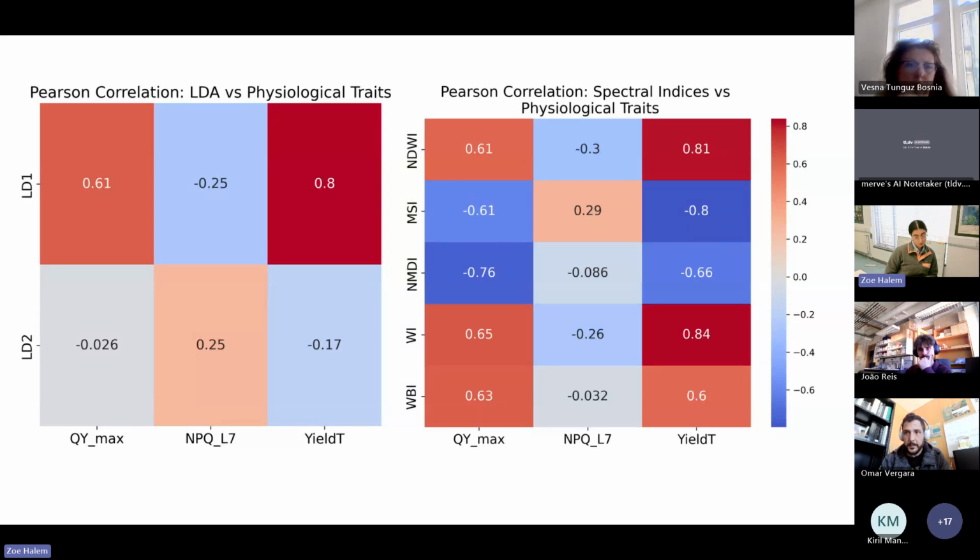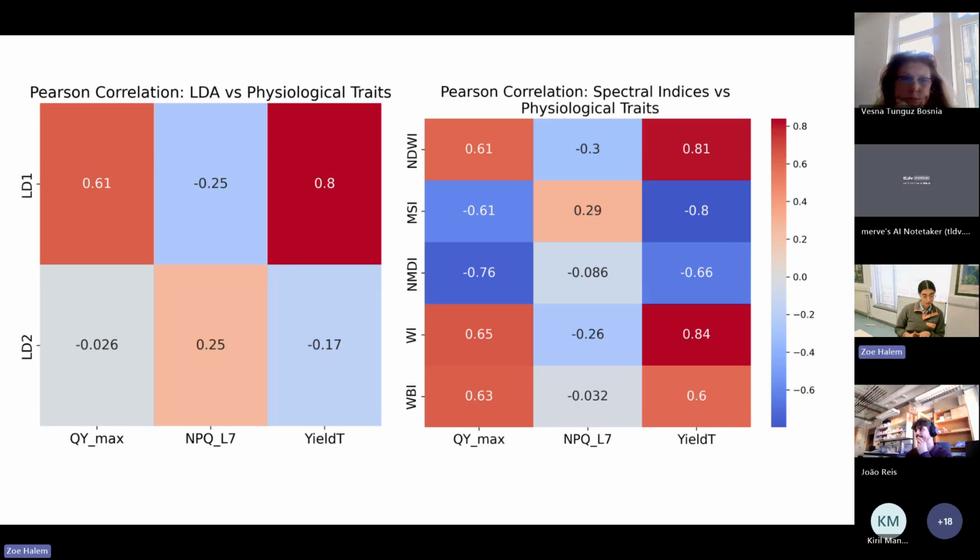We know that LDA is a supervised classification technique, so it already knows to separate out the control and the drought plots, and it takes those predefined groups and maximizes that class separation. So it's showing us that lower stress, this negative correlation with NPQ, is linked with increased photosynthetic efficiency and higher yield.